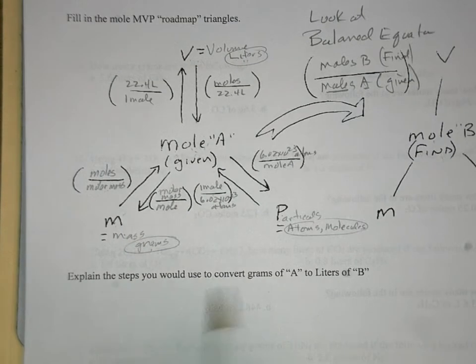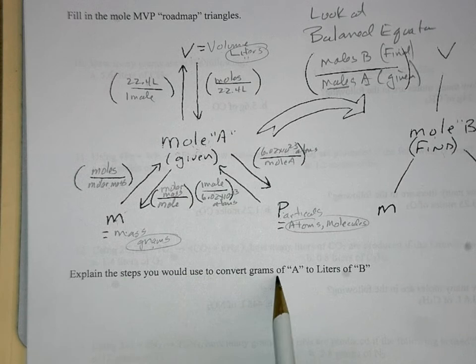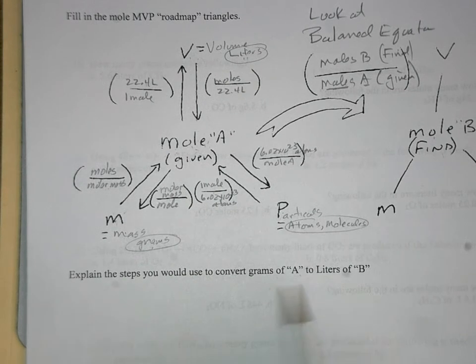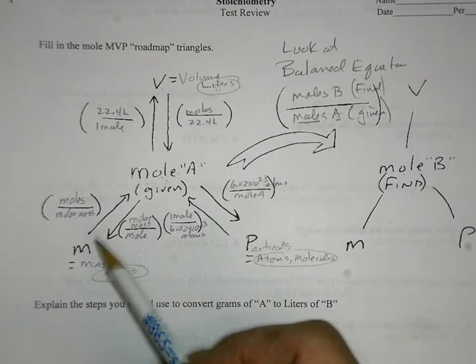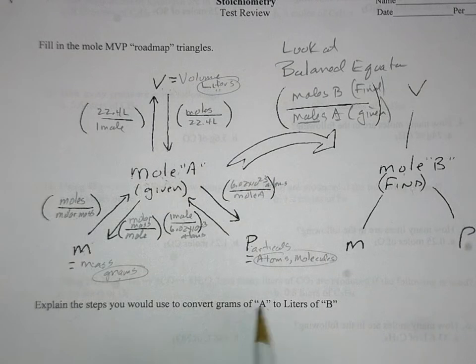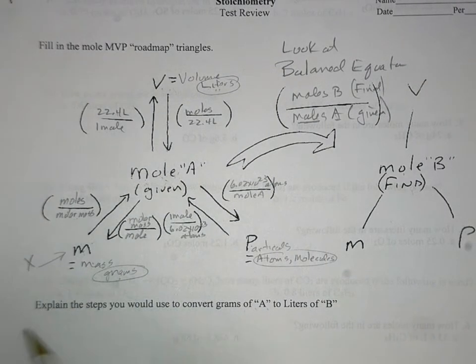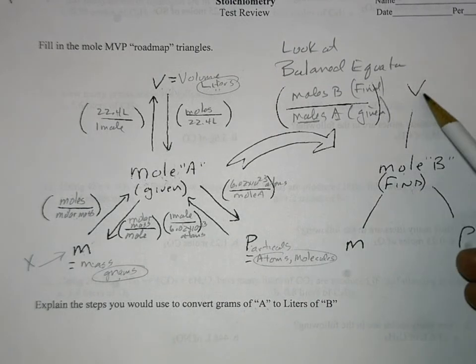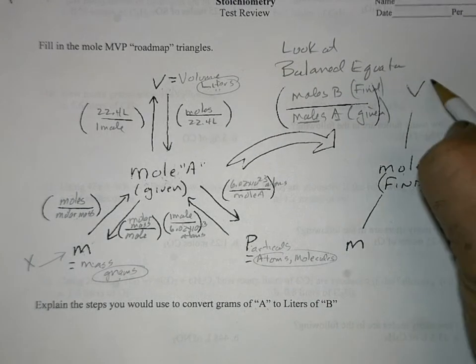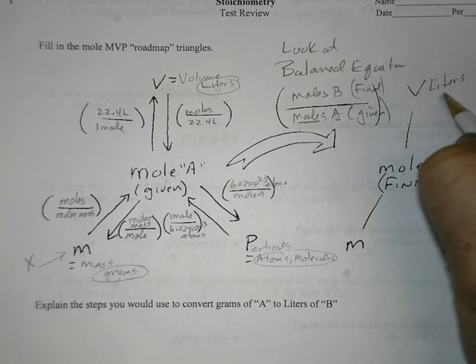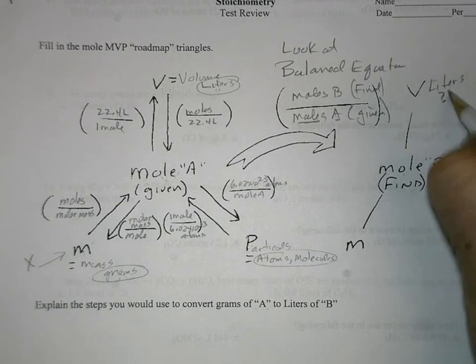And let's see, explain the steps you would use to convert grams of A to liters of B. What I like about this is when you've got this roadmap here, if we're starting with grams of A, compound A, we're starting right there. We'll just call it X grams. And we want to end up with liters of compound B. We want to find liters up here. So this is where we want to end up.